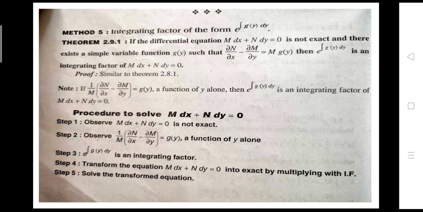Step 3. E power integral g of y into dy is an integrating factor. In the previous method it was e power integral f of x into dx. Now step 4. Transform the equation m dx plus n dy is equal to 0 into exact by multiplying with the integrating factor. Now step 5. Solve the transformed equation. Now continue to the next slide.